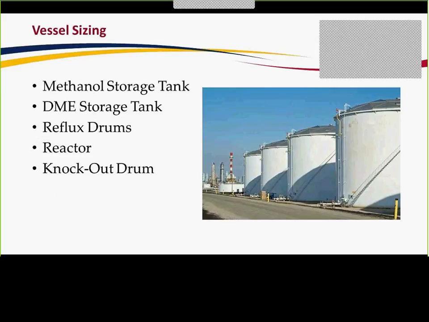In terms of vessel sizing throughout the process, we were required to size both the methanol and the DME storage tanks, as well as the reflux drums, the reactor, and finally the knockout drum. In terms of the methanol storage tanks, we considered both the maximum and the minimum delivery time to the facility. For the maximum delivery time, we wanted to ensure that we had enough methanol stored on site so that if delivery took the maximum length of time, we could still maintain production and keep producing DME. Additionally, for the minimum delivery time, we wanted to ensure that if our tanks had methanol in them and we received another methanol shipment in the minimum delivery time, we did not overflow our tanks.